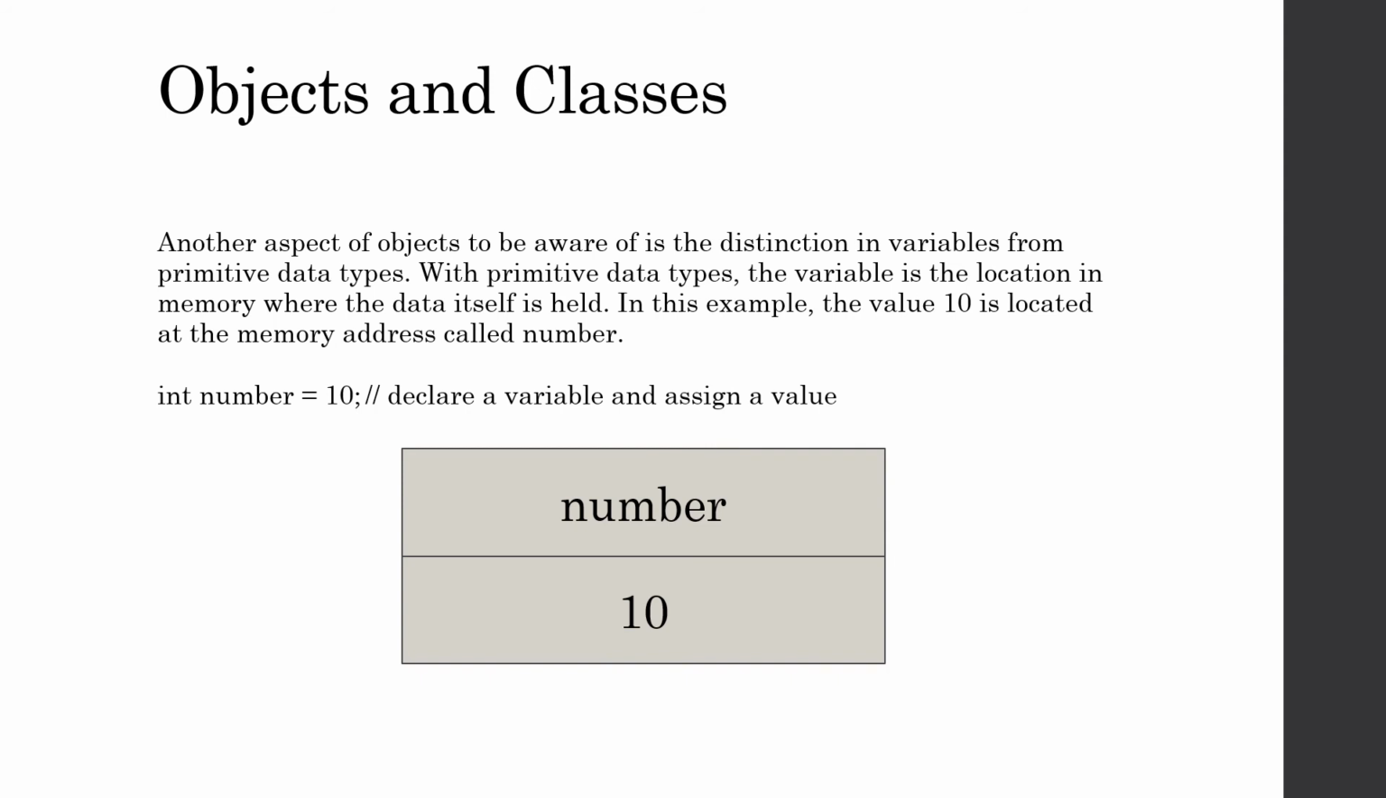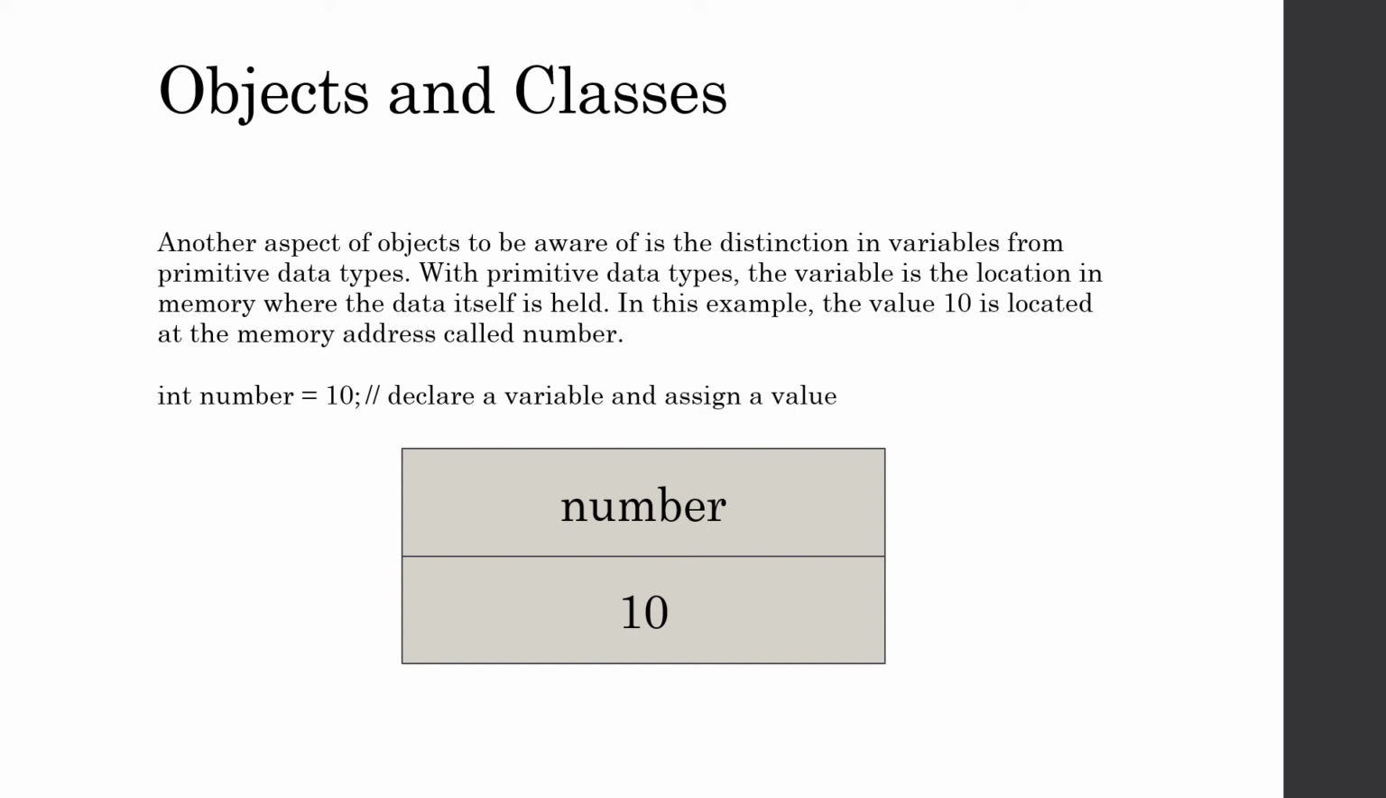So another aspect of objects that we need to be aware of is going to be the distinction in variables from primitive data types. So when we think of an object, essentially that object needs to be associated with some kind of variable, a variable whose data type is the same as the class of the object. So if you think about it, say a string variable needs to have a string literal assigned to it. That string literal would essentially be a string object. So there needs to be a relationship like that.